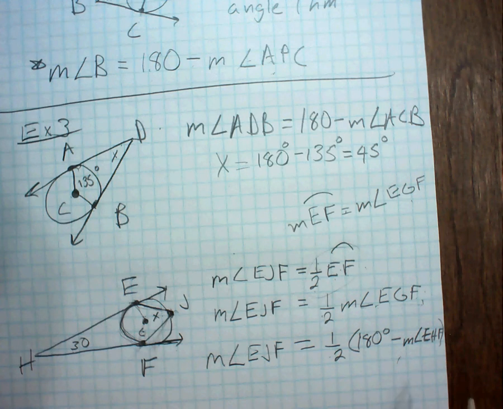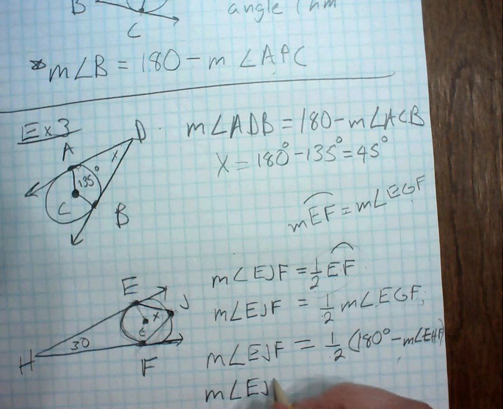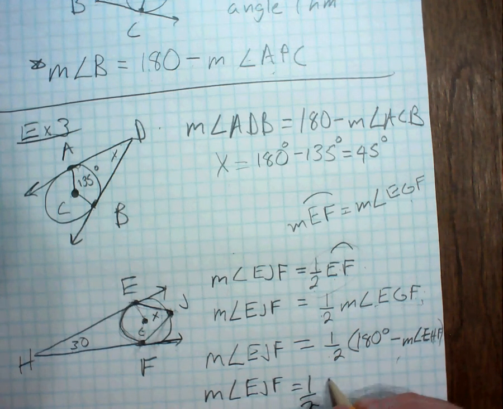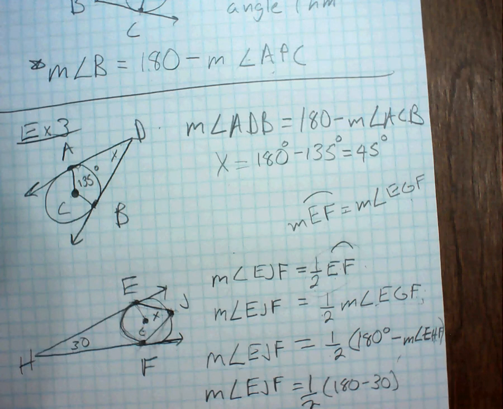Okay? So we want to find x, and we've got to this point here. We know the value of this, so I say EJF is equal to 1/2 times the quantity 180 minus 30. So that's 1/2 times 150, which is equal to 75.